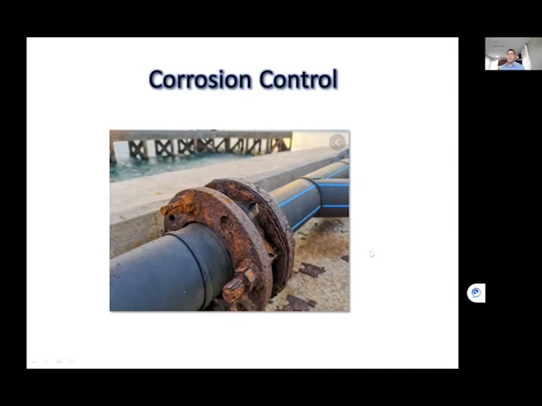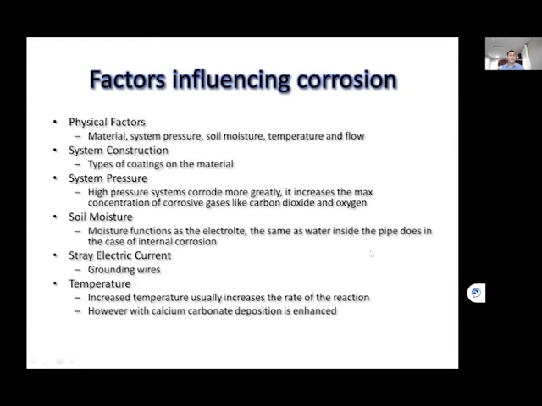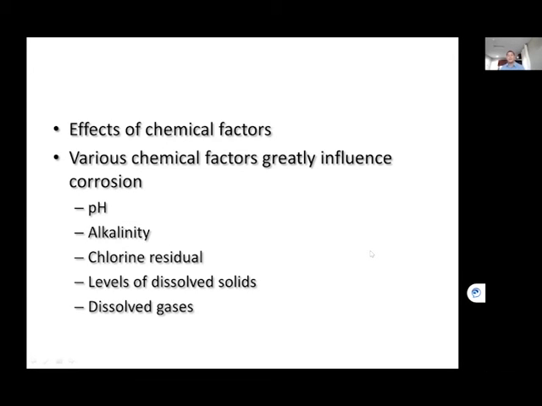Moving over to corrosion control. Factors influencing corrosion. There are physical factors: system construction, system pressure. High pressure systems corrode more greatly. Pressure management becomes important. Lower pressured systems tend to corrode less. Also soil moisture, stray electric current, and temperature. Effects of chemical factors: various chemical factors greatly influence corrosion. pH, alkalinity, chlorine residual, levels of dissolved solids, and dissolved gases.